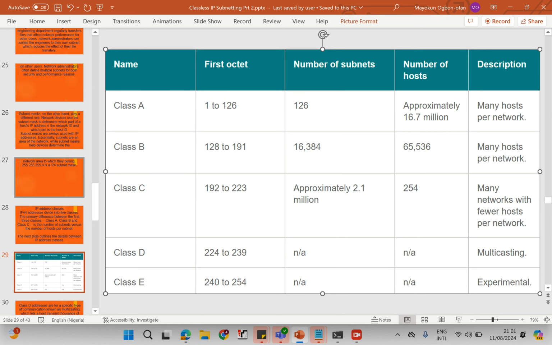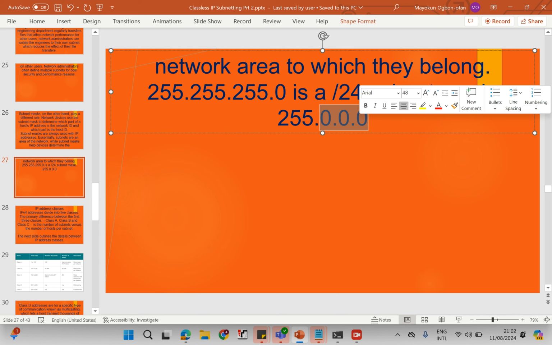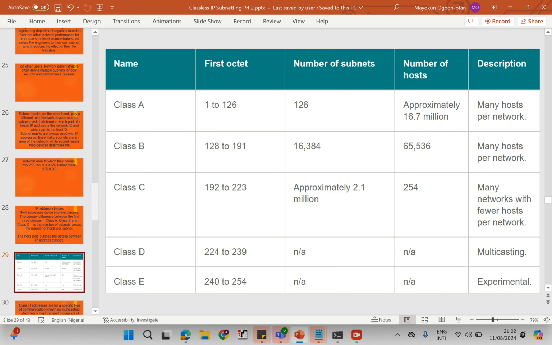So if we are saying class A, for instance, class A is 255.0.0.0. So the network is just this first octet, while the rest is the host. All these three octets are allocated for the host. That is why we are able to have 16.7 million hosts, so it's used for larger networks.